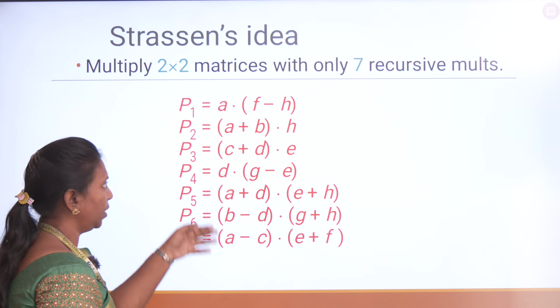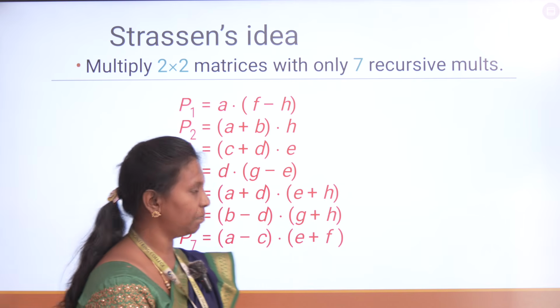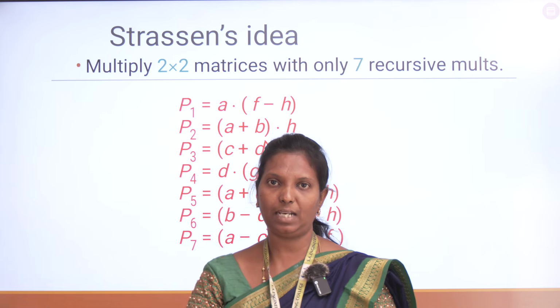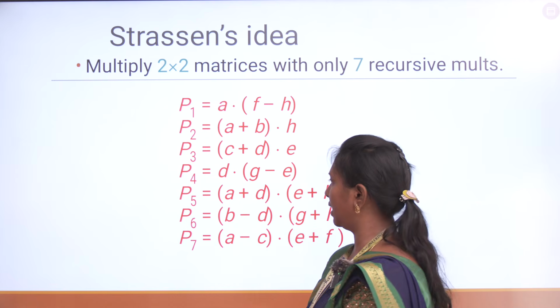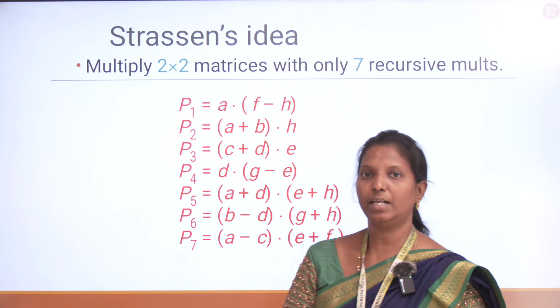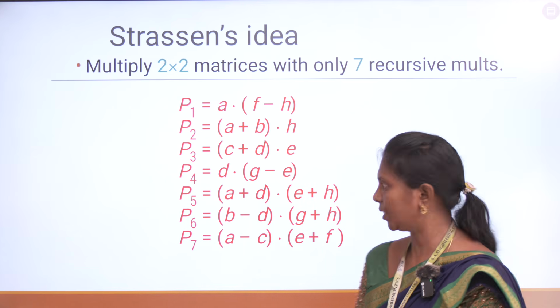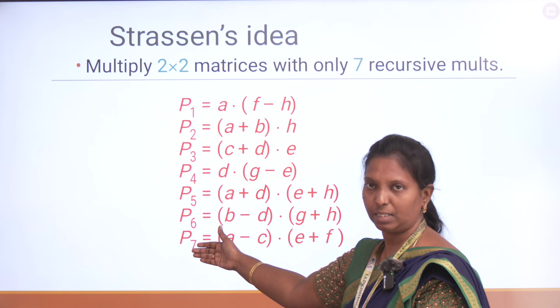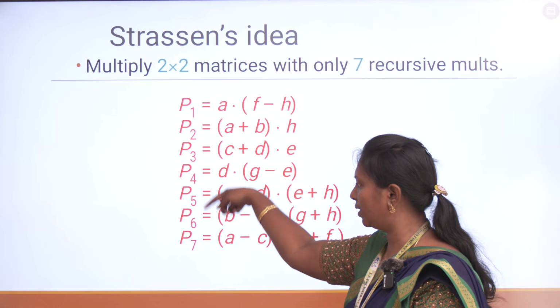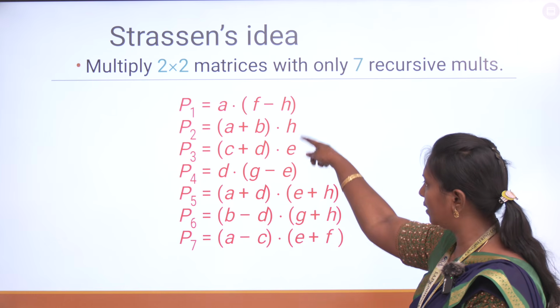Here I am giving you the 7 recursive submatrix multiplications done for the matrix multiplication, and this process was introduced by Strassen. That's why it's called Strassen's matrix multiplication. And here I am giving those 7 formulas as P1 to P7.